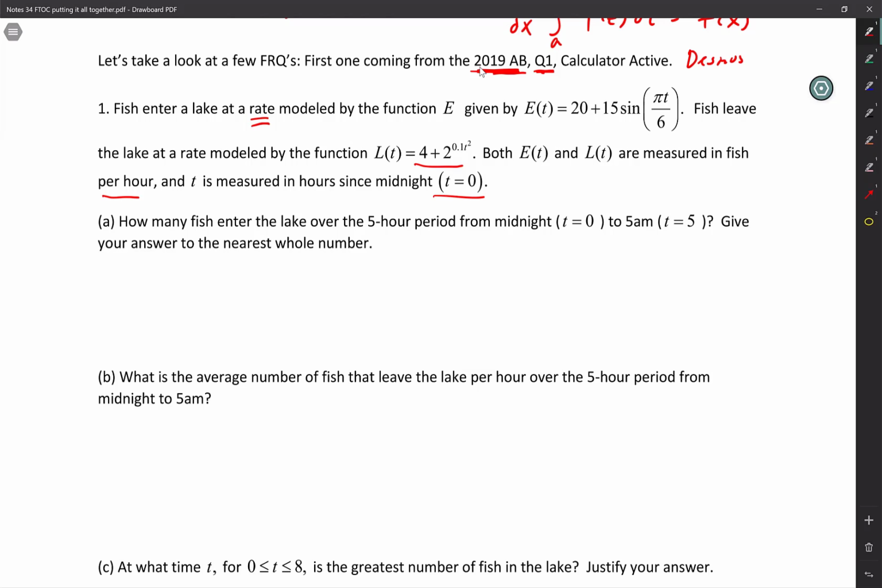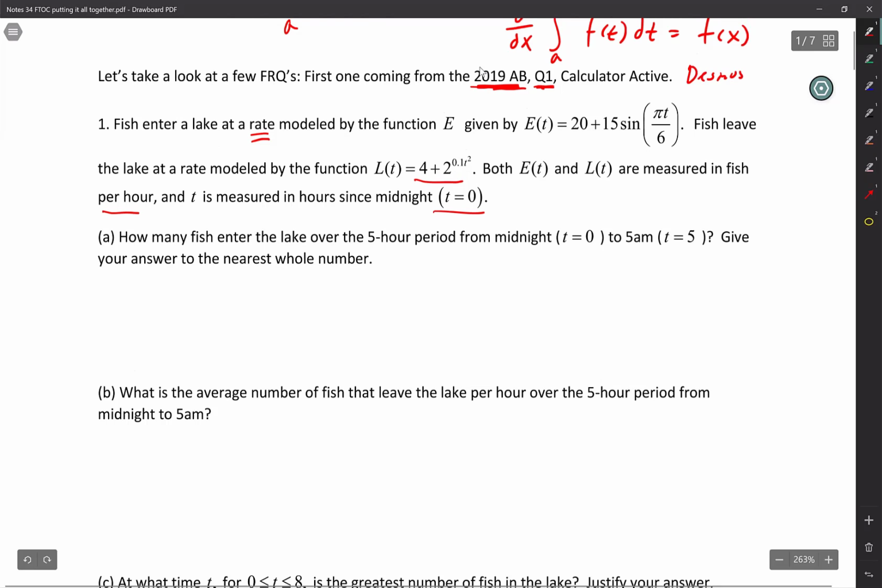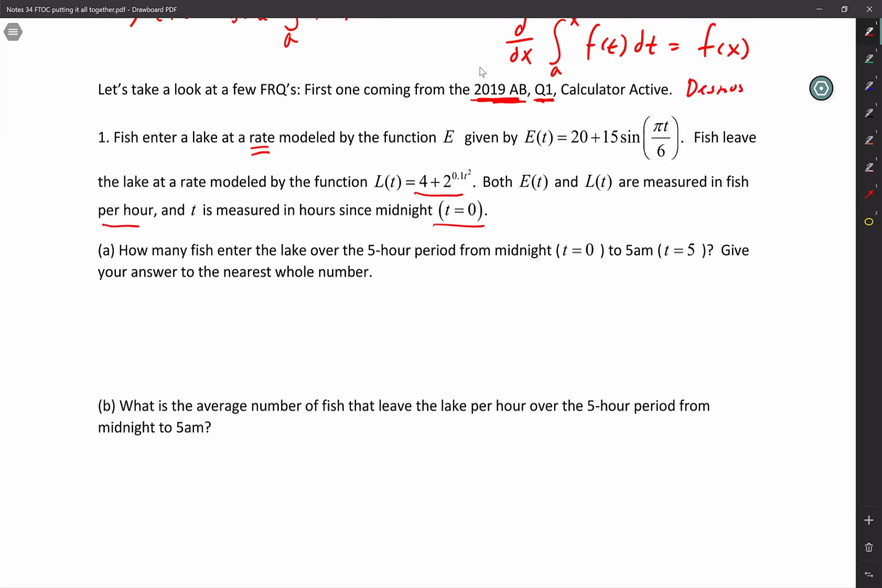And then letter A says, how many fish enter the lake over the 5-hour period from midnight to 5 a.m.? Give your answer to the nearest whole number. All right, putting it all together, guys, what feels right on this? Like, what should I do? You can read it again if you need to. I want to know how many fish enter during this 5-hour period from 0 to 5.